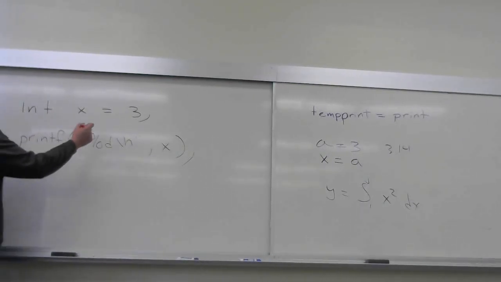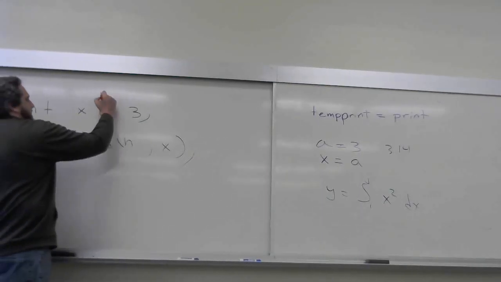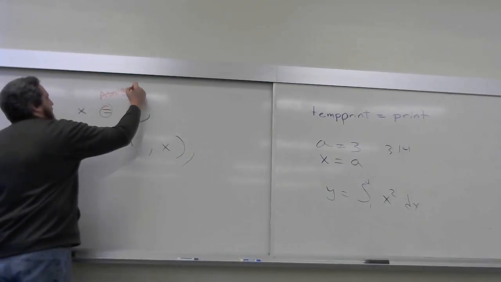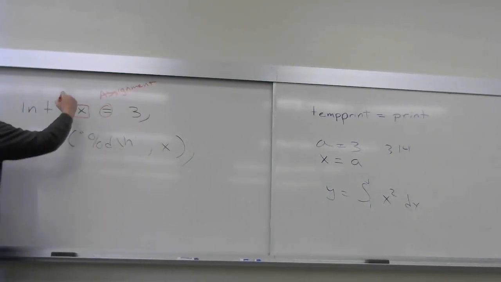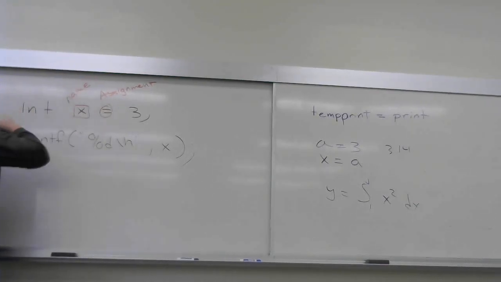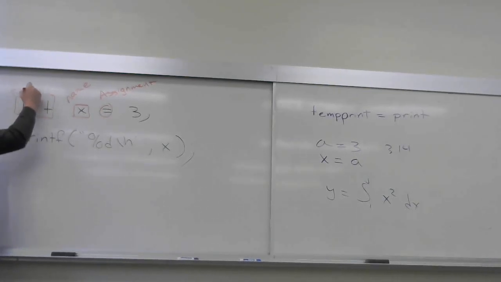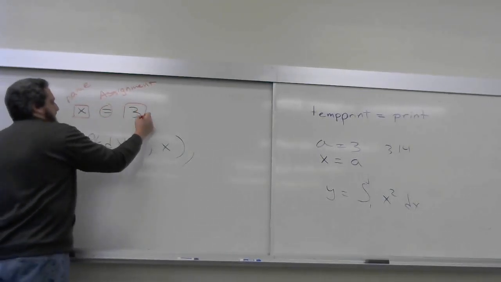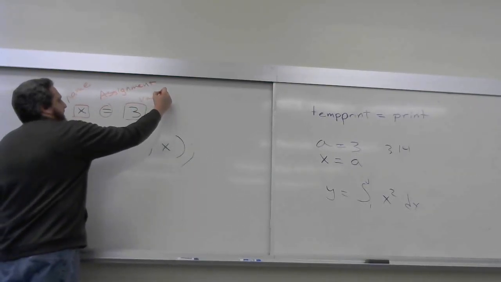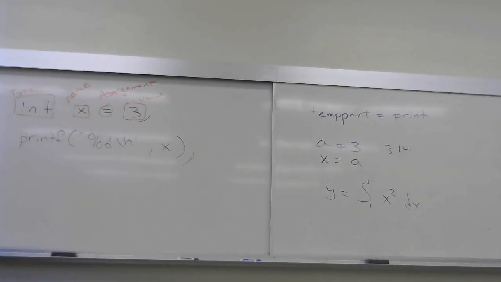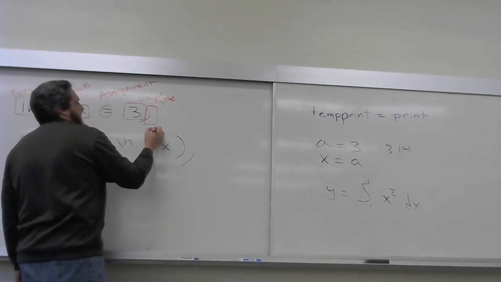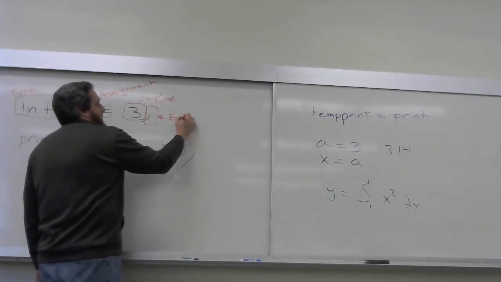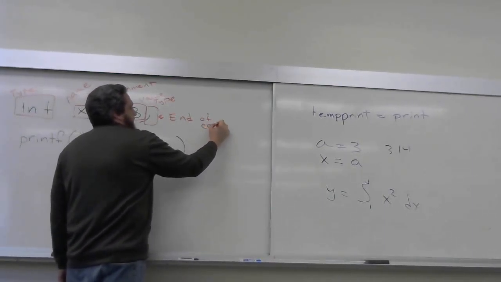For example, what does this mean? Assignment. What's this thing? Variable. So the name, or the identifier, or whatever you want to call it. What's this? Type. What's this? Value. And that value also contains within it a type as well. What's this thing? End of command is really what this is.